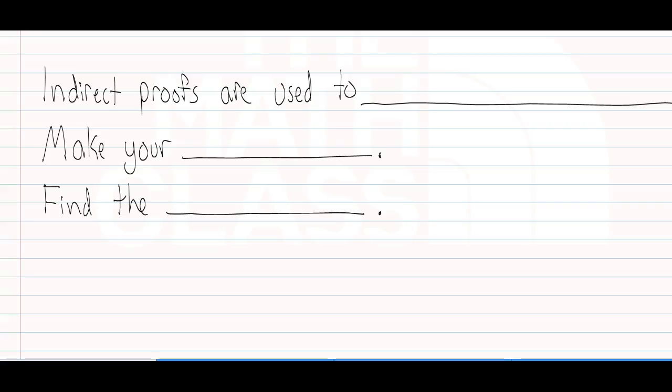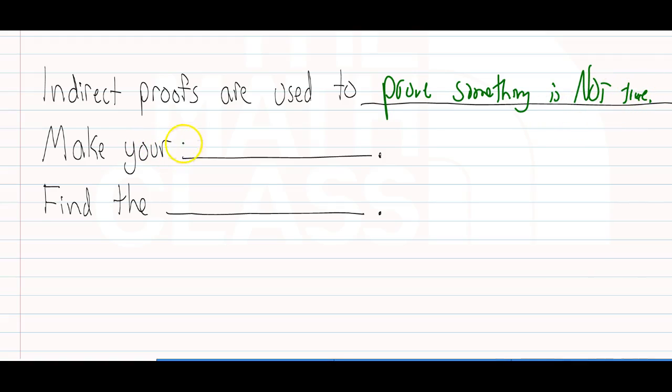This is section 5.4 in Honors Geometry, and it is on indirect proofs. We've done two-column proofs, paragraph proofs. Indirect proofs are slightly different in that indirect proofs are used to prove something is not true. And we'll go through a few examples of that.